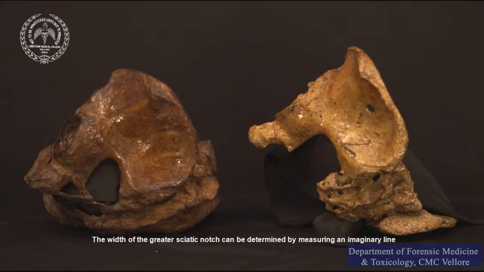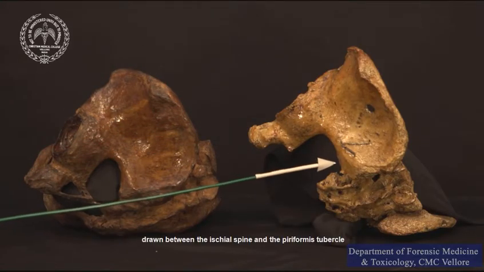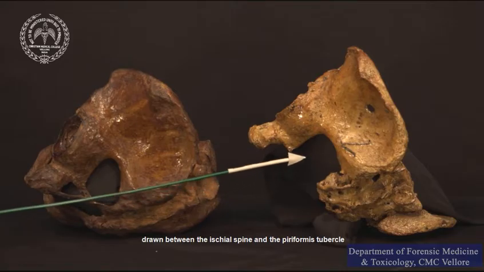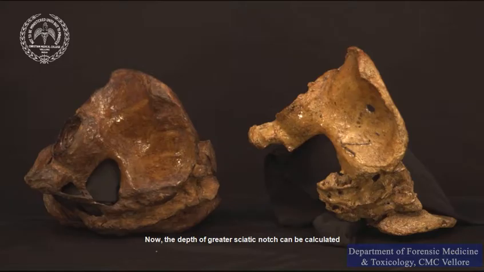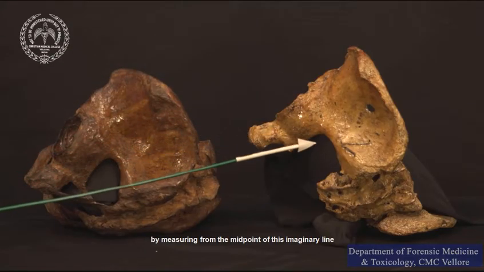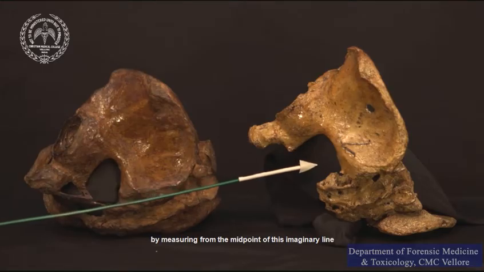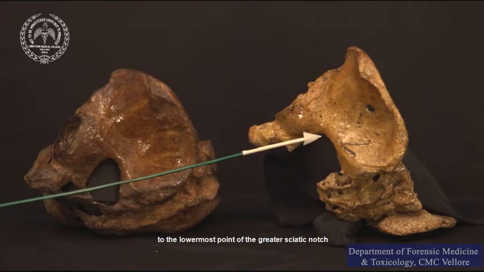The width of the greater sciatic notch can be determined by measuring an imaginary line drawn between the ischial spine and the piriformis tubercle. Now, depth of the greater sciatic notch can be calculated by measuring from the midpoint of this imaginary line to the lowermost point of the greater sciatic notch.